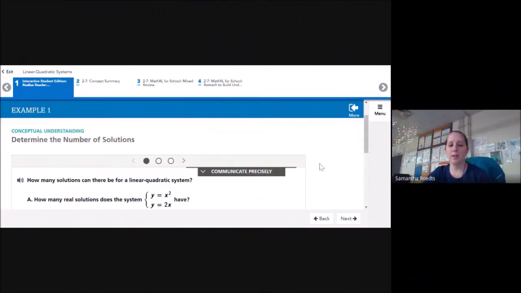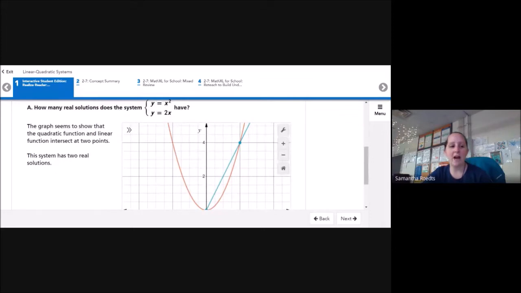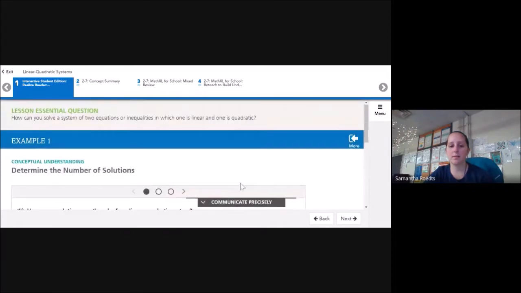All right, example 1. Determine the number of solutions. How many solutions can there be for a linear quadratic system? How many real solutions does the system y equals x squared and y equals 2x have? So a graph is a great way to actually do this because you can easily see where the solutions are. The graph seems to show that the quadratic function and linear functions intersect at 2 points. So one there and one here. So therefore, this system has 2 real solutions.